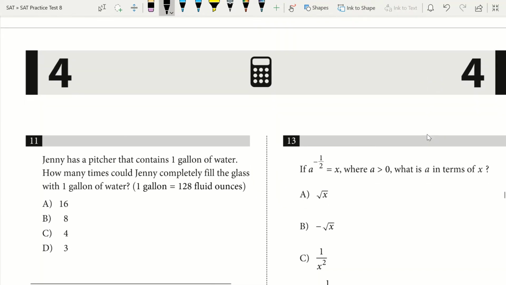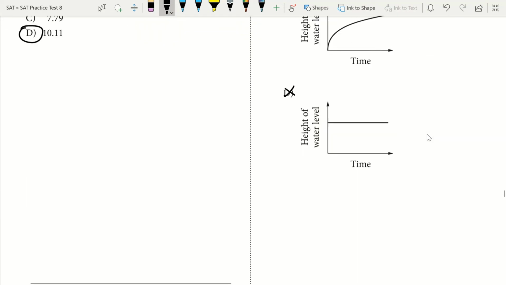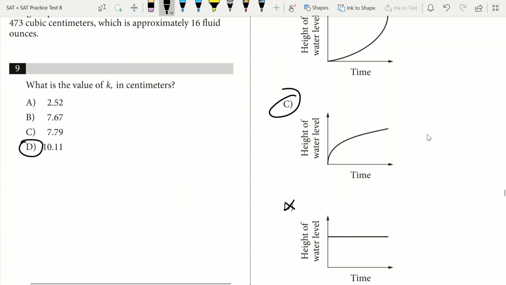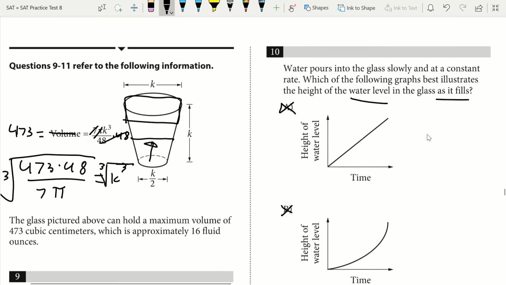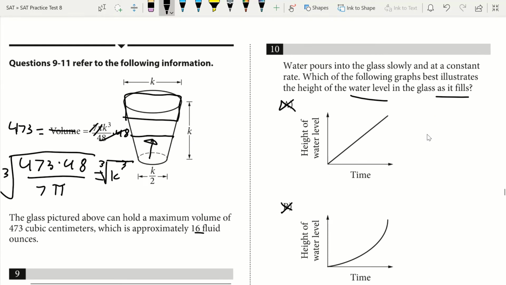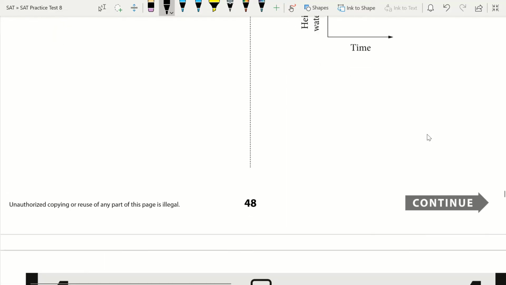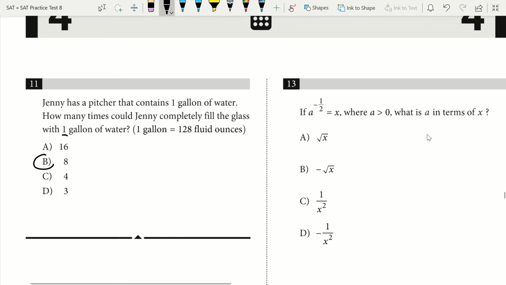All right, question 11. Jenny has a pitcher. Let me just make sure we answered all those up here. We did. All right, question 11. Jenny has a pitcher that contains 1 gallon of water. How many times can Jenny completely fill the glass with 1 gallon of water? We're told 1 gallon equals 128 fluid ounces. And we're told that our glass holds 16 ounces. So we're going to do that 128 divided by 16, and that'll give us our answer of 8. So our answer is going to be 8, which is answer choice B.